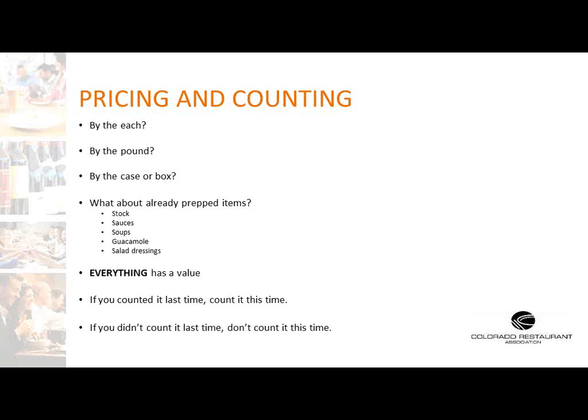Other items that are already prepped: soups. I used to work at the Rose Medical Center. I had a soup guy. He'd make 20 gallons of soup every day, 10 gallons of one soup and 10 gallons of another. We would normally sell out. But when we didn't, it's inventory time, and what's the value of that soup? Guacamole, salad dressings, everything has a value. Unless you got it for free, we really should be counting that. If you counted it last time, count it this time. If you didn't count it last time, don't count it this time. That's the consistency factor that David Coder talked about earlier.